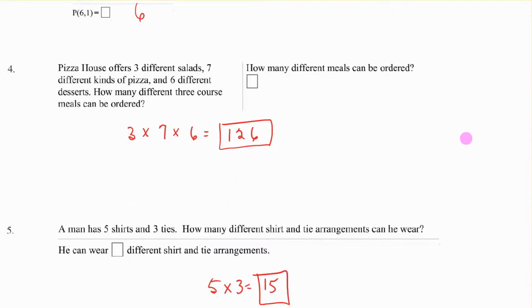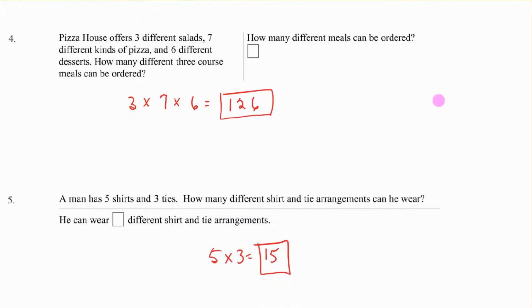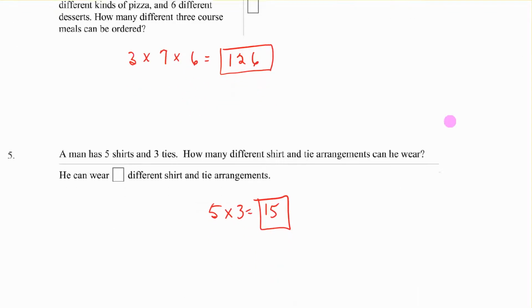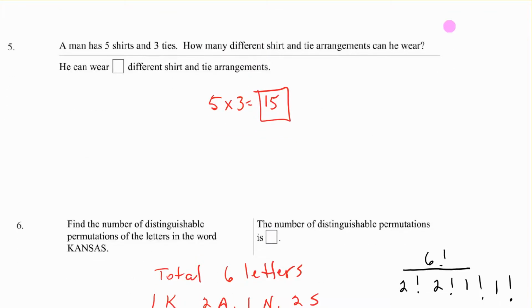All right, number 4, we're back to the counting principle. Pizza House offers 3 different salads, 7 different pizzas, and 6 different desserts. How many different 3-course meals can be ordered? Well, you got 3 salads times 7 pizzas times 6 desserts, 126. A man has 5 shirts and 3 ties. How many different shirt and tie arrangements can he wear? Well, that's 5 times 3 is 15.